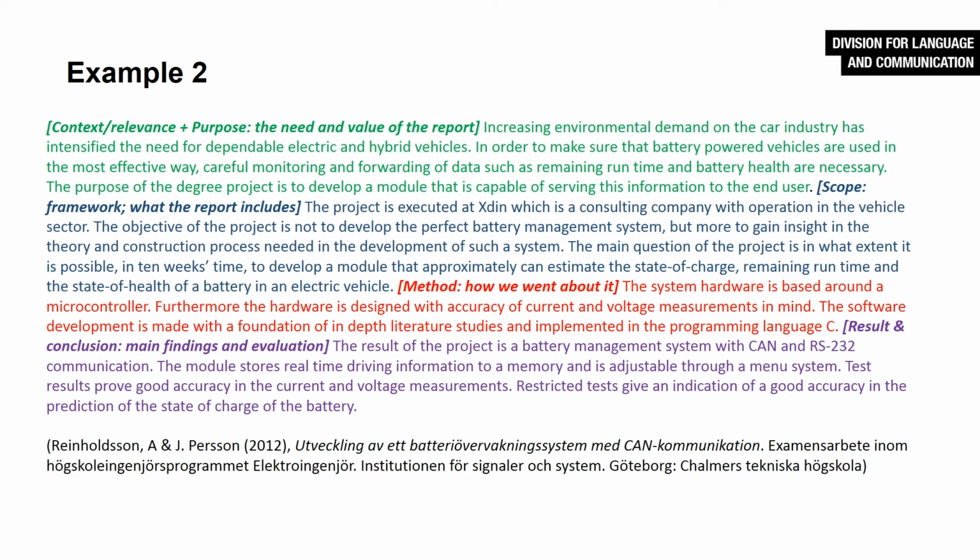This second example is taken from a bachelor's thesis written by two engineering students at Chalmers. We can see that it has the same basic structure as the previous example. It starts by giving some background and context, which frames the purpose of the study. This is followed by scope and main issue. And thirdly, the method is outlined and it ends with results and conclusion.